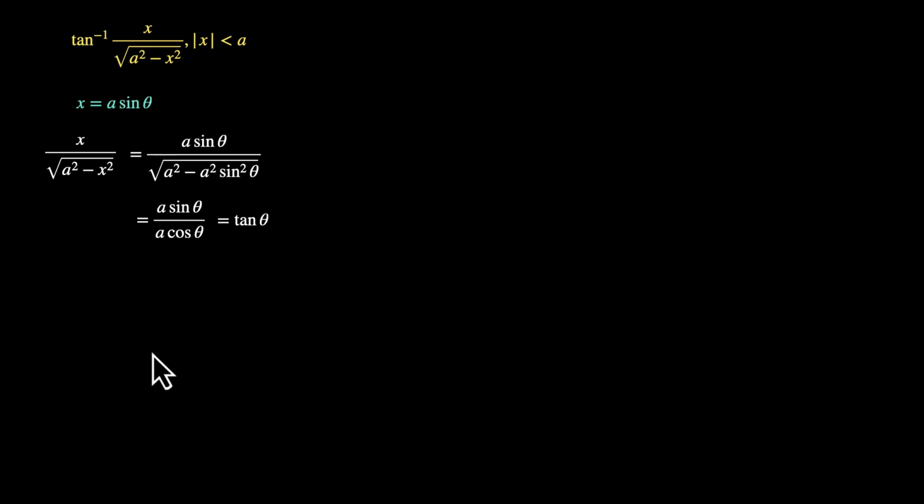So tan inverse of this is equal to tan inverse of tan theta. That's just theta. And what's theta here? x by a is sine theta. So theta is equal to sine inverse x by a. So this can be simplified to sine inverse x by a.